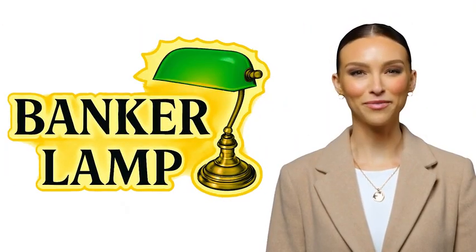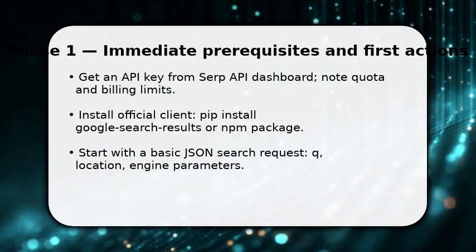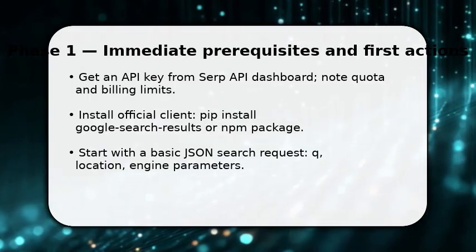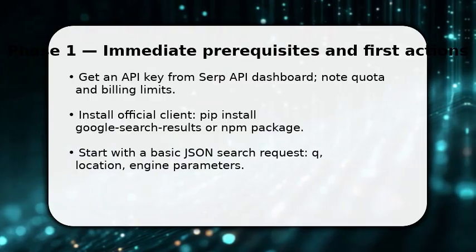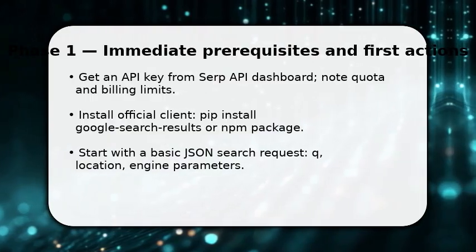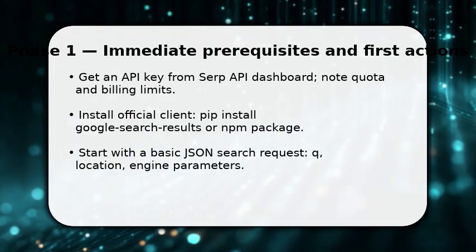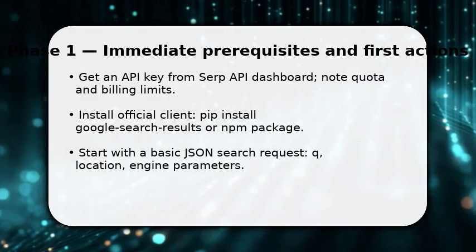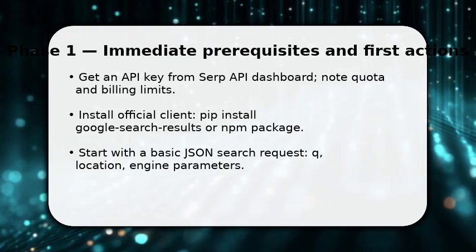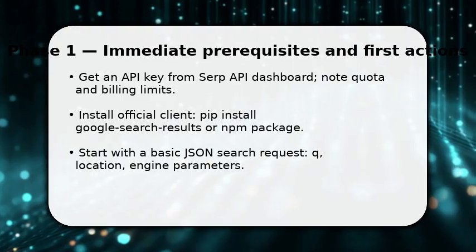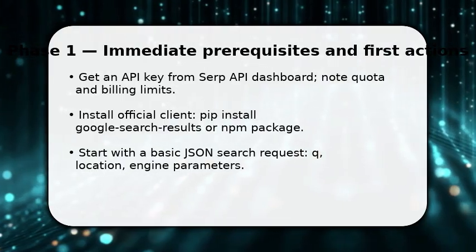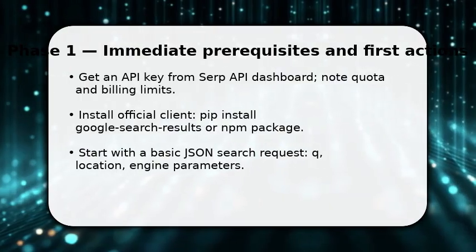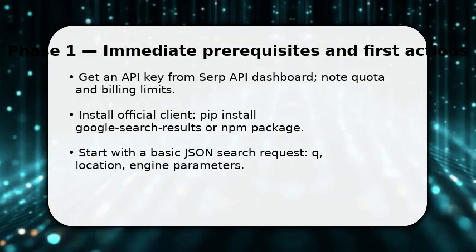You already have the essentials, an API key and a client library. Now make your first call. Use the official client to send a minimal JSON request with query and engine fields and include location if you need local results. Once sent, inspect HTTP 200 and the return JSON structure to confirm keys like organic results. Make sure to log raw responses so you see rate limit headers and errors. This prevents chasing non-existent bugs later.